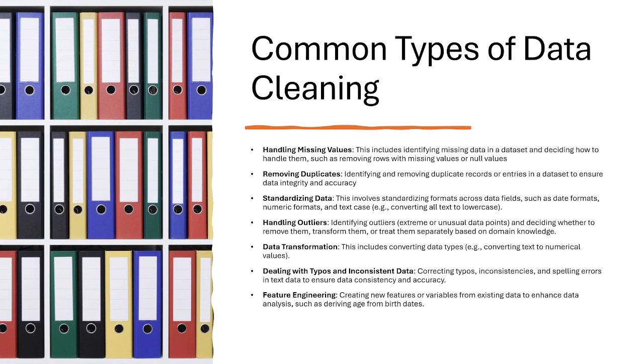Data transformation. This includes converting data types, for example, converting text to numerical values. Another thing is dealing with typos and inconsistent data. Correcting typos, inconsistencies, and spelling errors in text data to ensure data consistency and accuracy. And the last one is feature engineering. Feature engineering is creating new features or variables from existing data to enhance data analysis, such as deriving age from birth date.